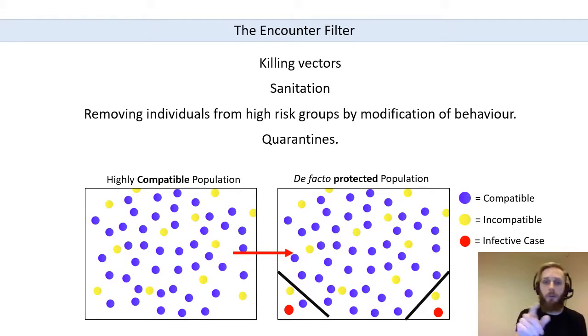Okay, and so because they're separated, all the other individuals are not coming into contact with them, and therefore they're not coming into contact with the infectious agent. So all these individuals, even though they are technically compatible, we can say they are de facto protected. They have this de facto, so in effect, practical protection, because even though they're biologically compatible, they're not coming into contact with the infectious agent. So they are protected, not biologically, but by the fact that they are not encountering the infectious agent.